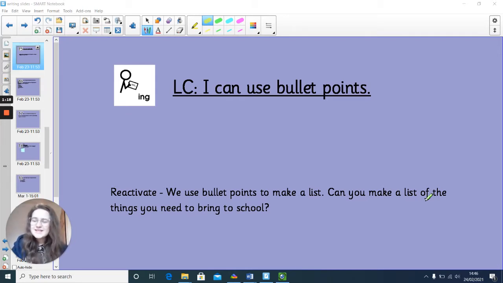So that's a list of the things that I need to bring to school. A water bottle, some lunch, my glasses, my school uniform, my reading book, and my book bag. That's a list of things that I need. And the list is when we say one thing after another of all the things that we will need to do a certain thing.